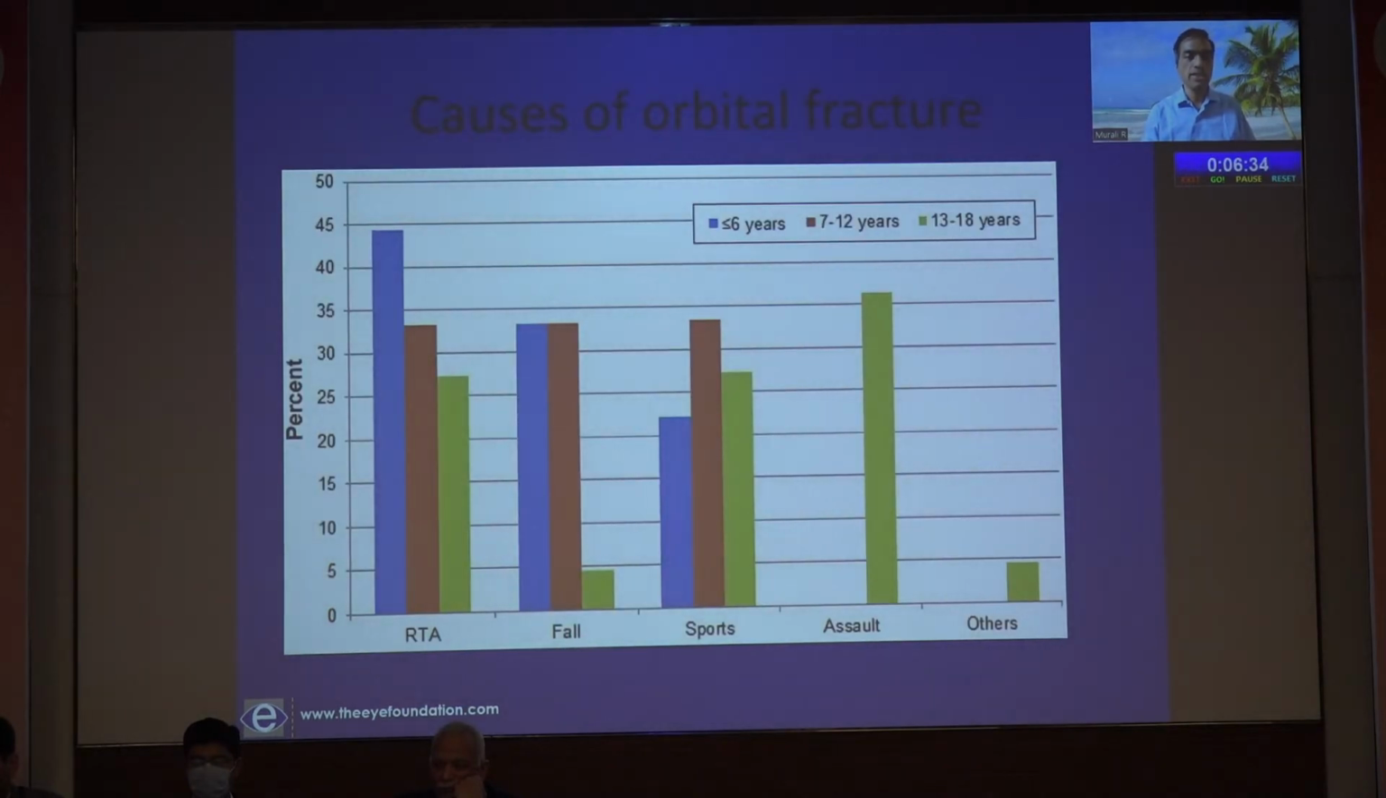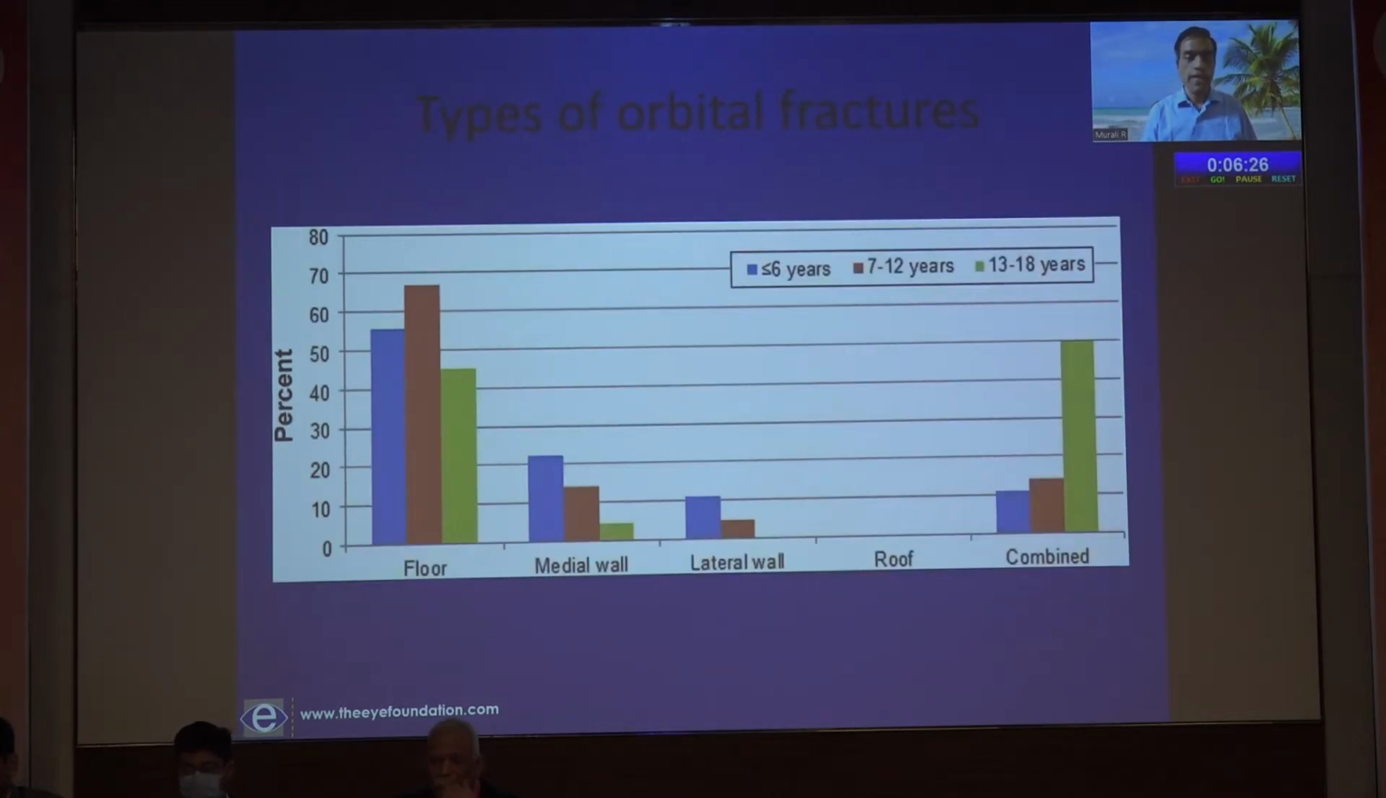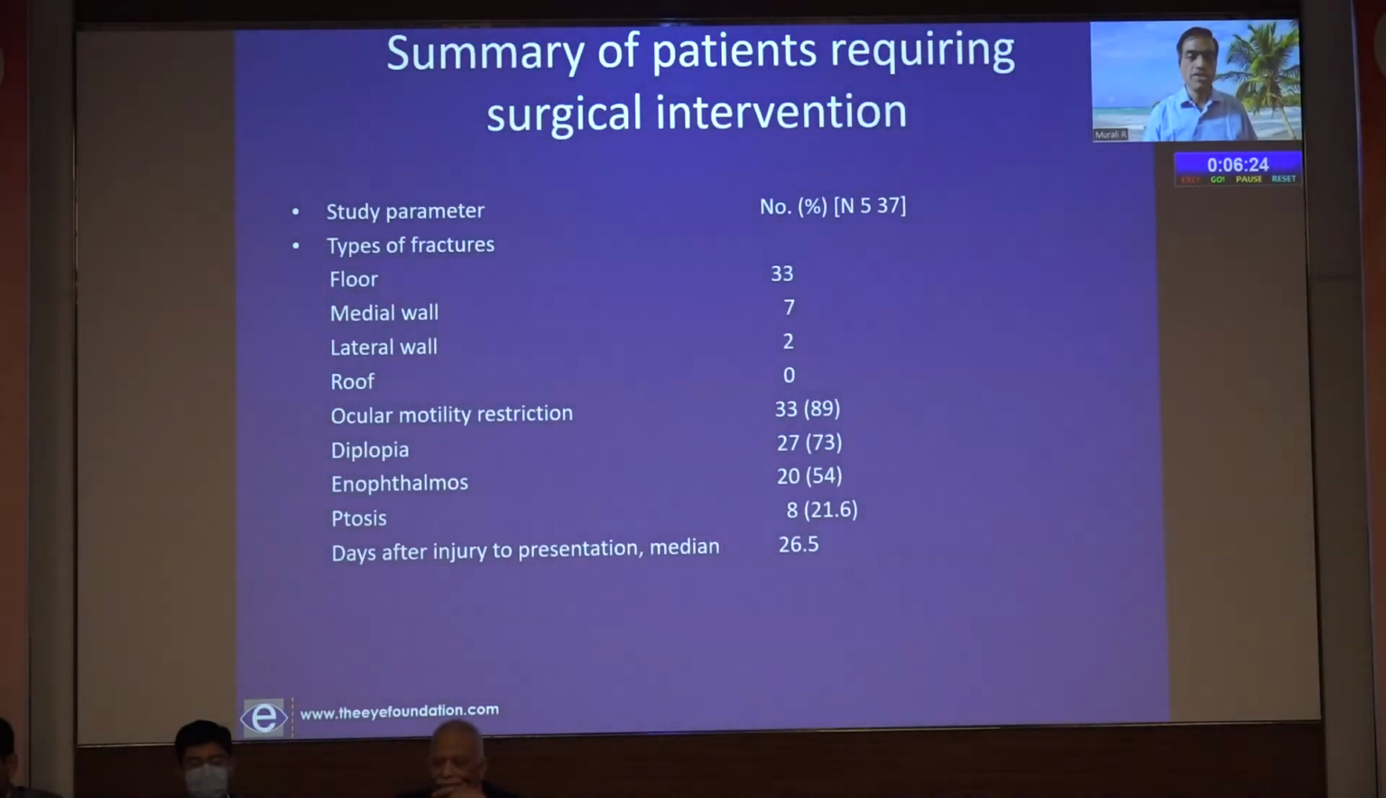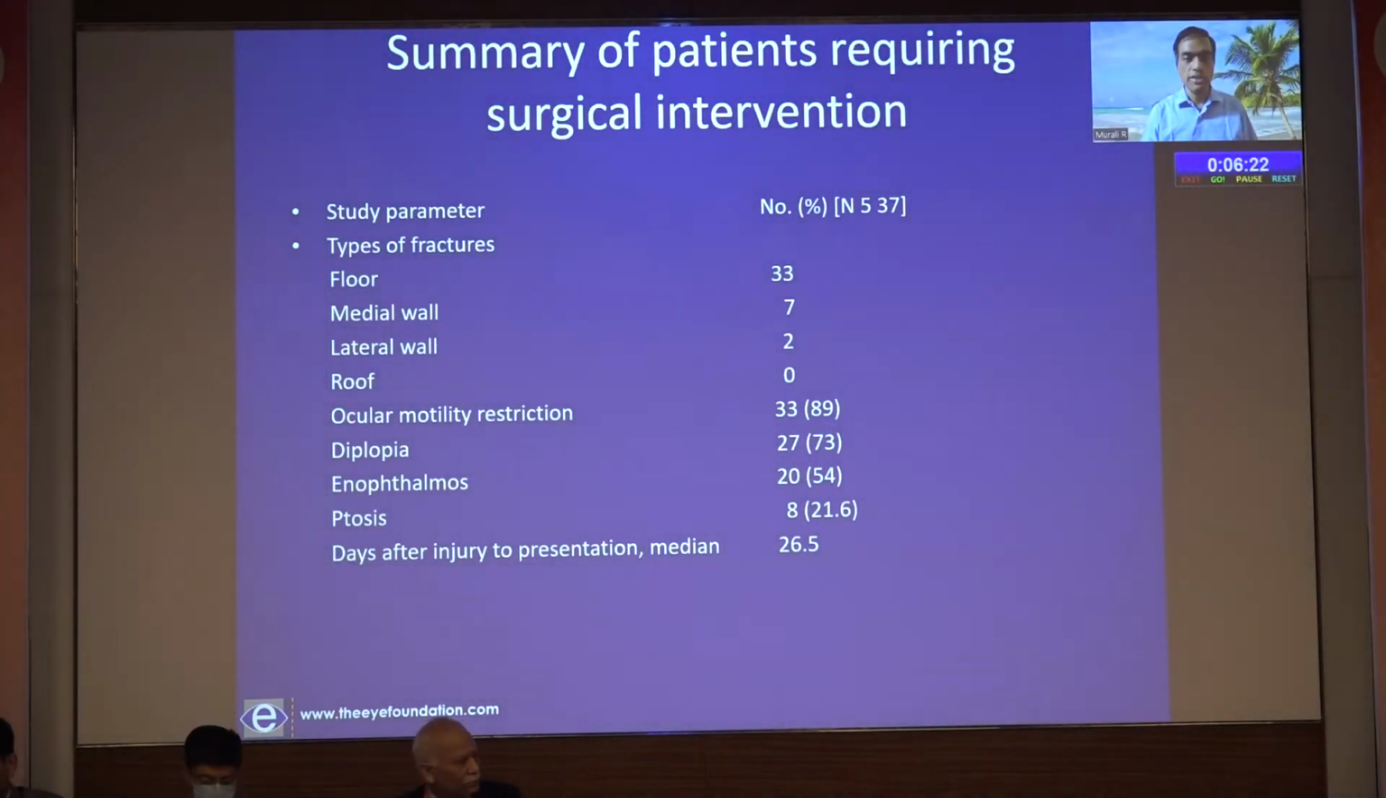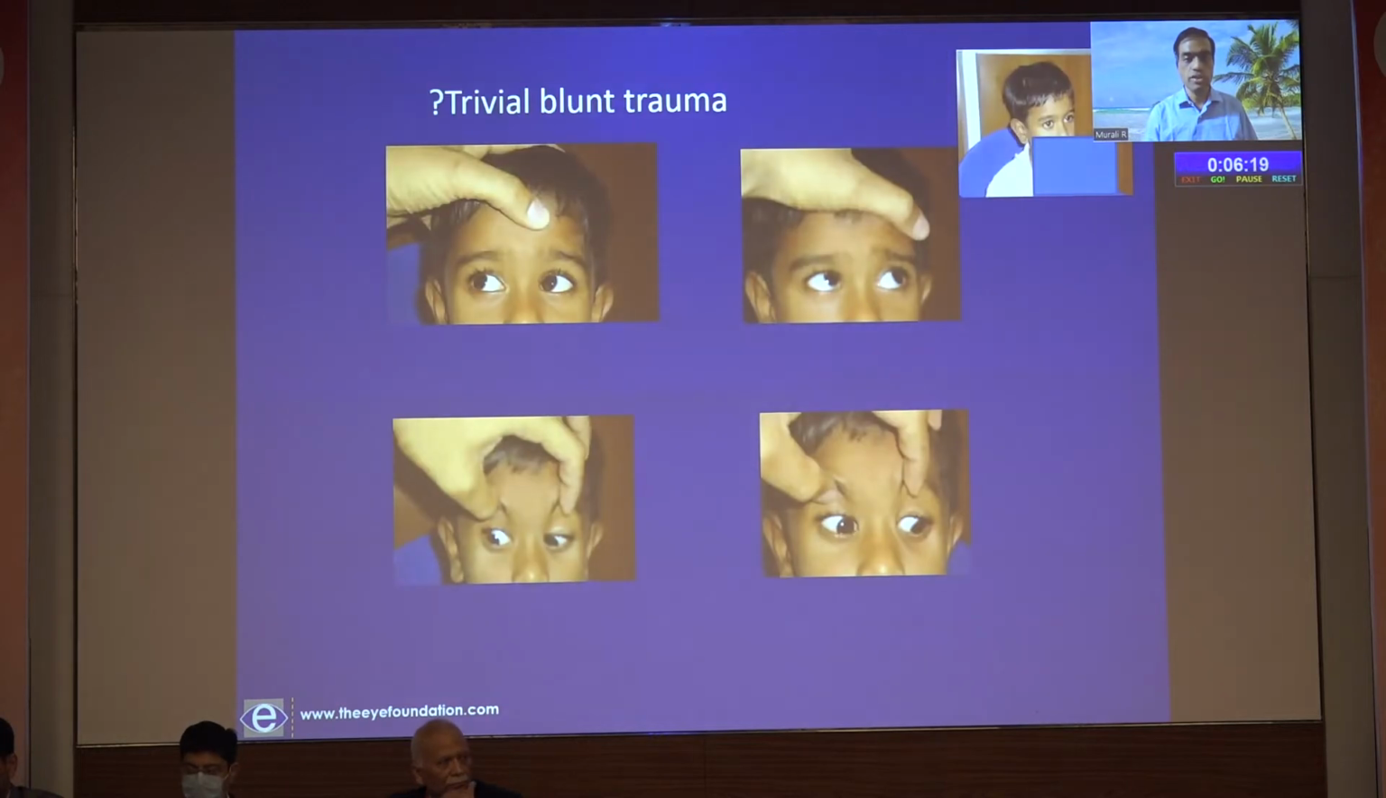In this series, the etiology of orbital blowout fracture was mainly a road traffic accident or a fall or injury during sports. And floor fracture was the most common fracture in this case series, affecting 33 out of 37 children. So this patient sustained injury by bumping on a flower pot. His mother noticed his face turn and got him over for a routine eye exam.